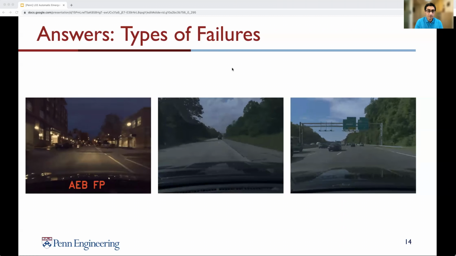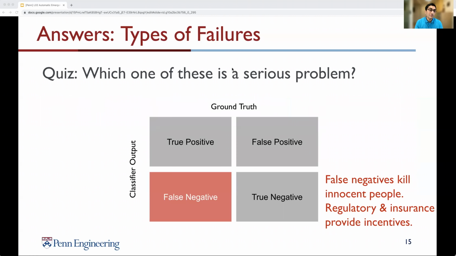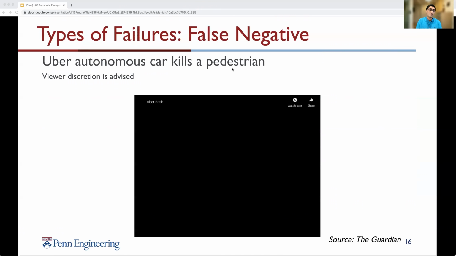So to answer the main question, which is the most serious problem out of these 4, it's the false negative case, which we should worry about the most. The test result incorrectly indicates there is no presence of a critical condition when there actually is one. False negatives kill innocent people, and regulators and insurance providers have incentives to look at the false negative rate.